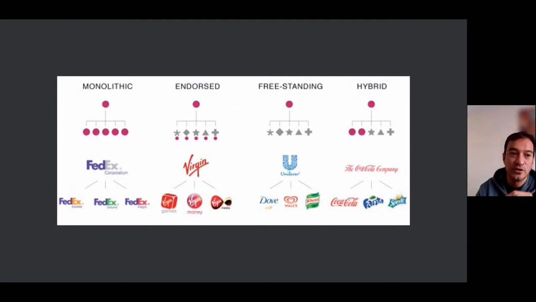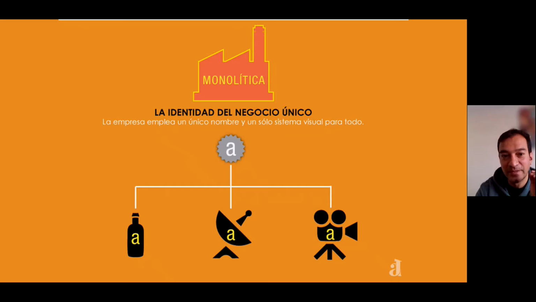There are three brand architectures: monolithic, supported, and independent, and these are their characteristics. The first one is monolithic brand architecture. This is when the company uses only one name and the same visual identity for all its brands. All the activities are determined under the instruction of the mother brand.